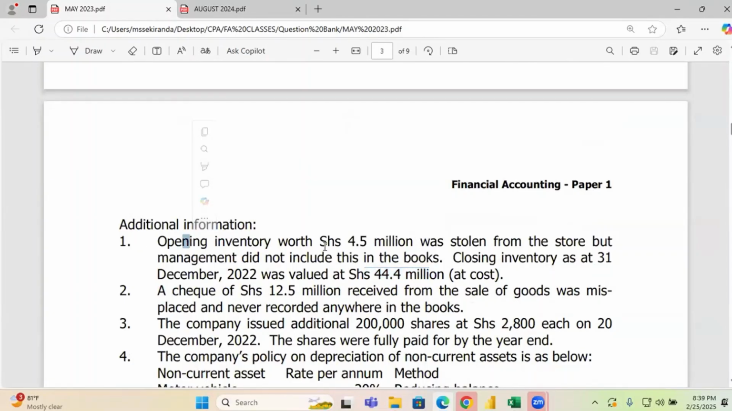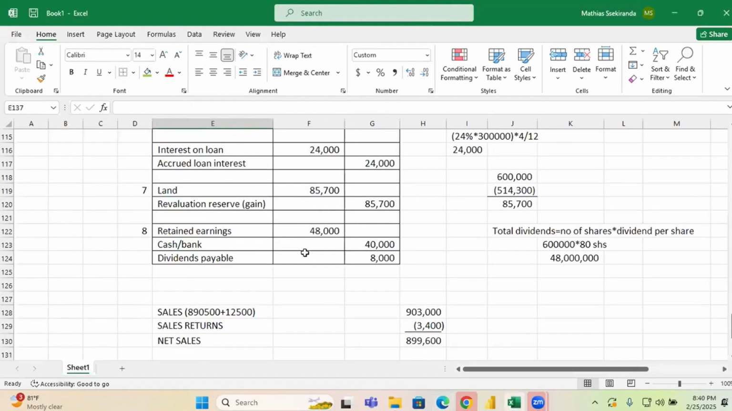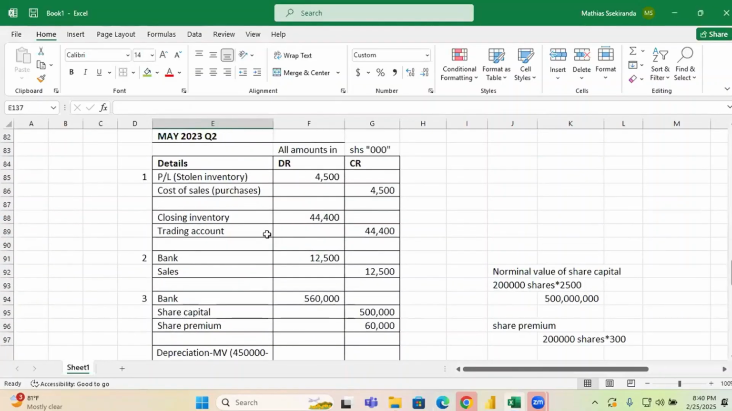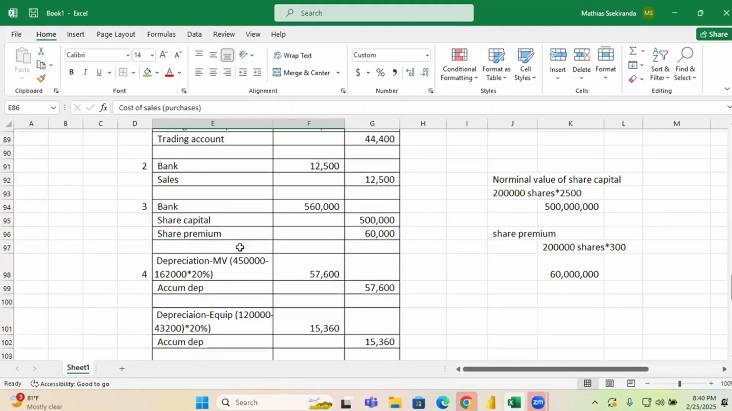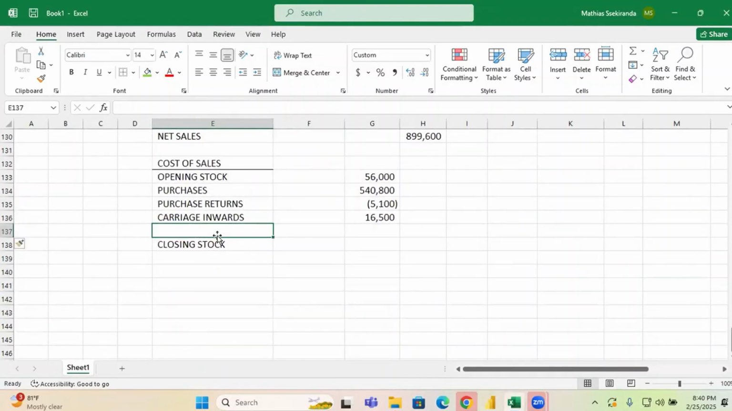Stolen goods 4.5. When you look at the double entry we did, we said we debit profit or loss as an expense and credit cost of sales. So we shall less stolen goods in the cost of sales.